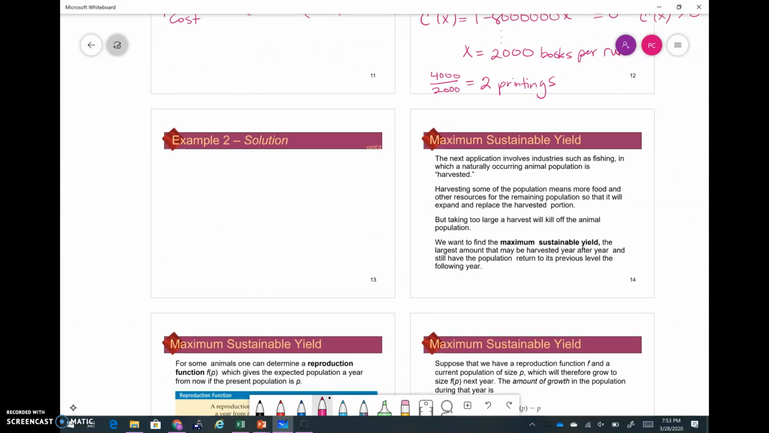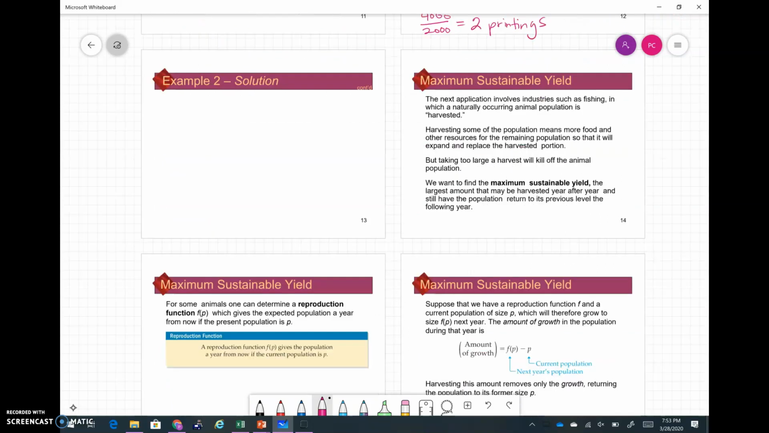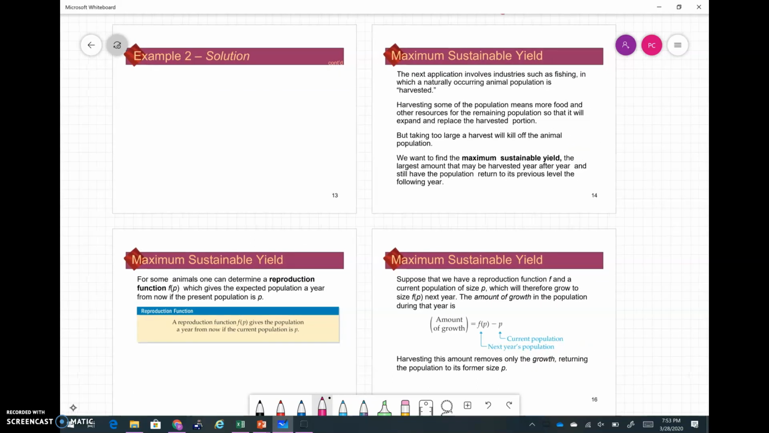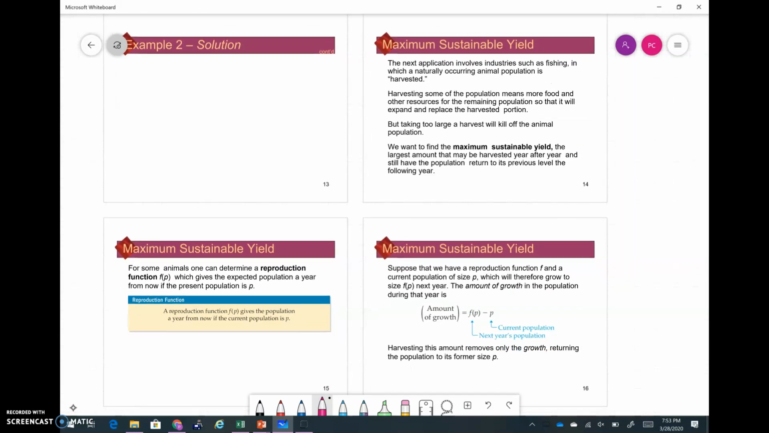The next thing that we're going to talk about is sustainable yield. The next application involves industries such as fishing, in which a naturally occurring animal population is harvested. Harvesting some of the population means more food and other resources for the remaining population, so that it will expand and replace the harvested portion. But if you take too large of a harvest, it's going to kill off the animal population.